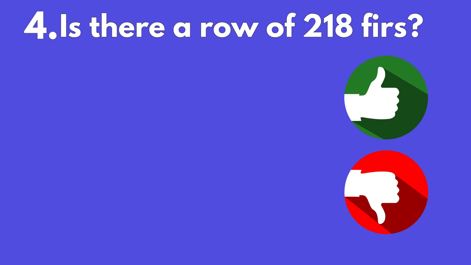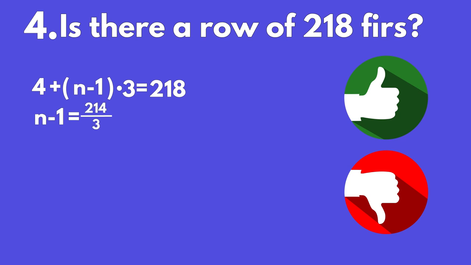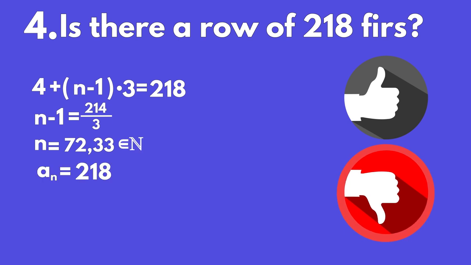We first need to express this mathematically. 4 plus (n minus 1) times 3 equals 218. n minus 1 equals 214 over 3. n equals 72.33. The answer to the question is no, because the equation An equals 218 does not have a solution as a natural number.